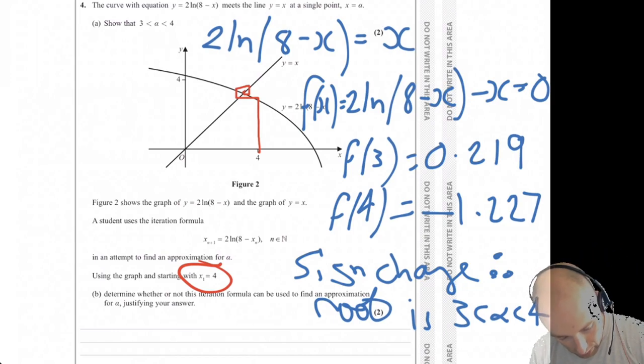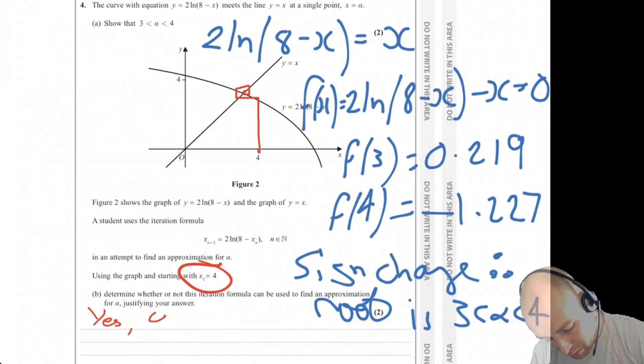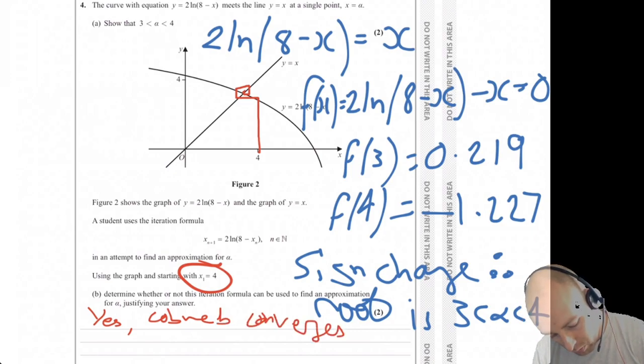So determine, yes, cobweb converges to the root.